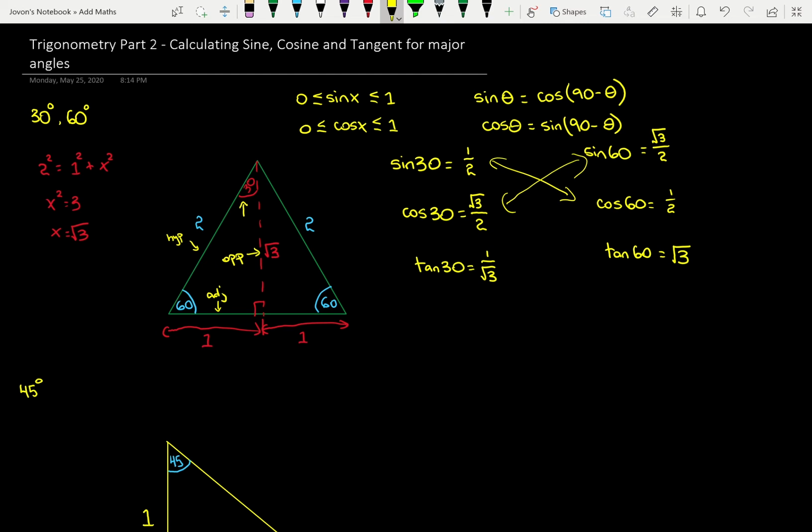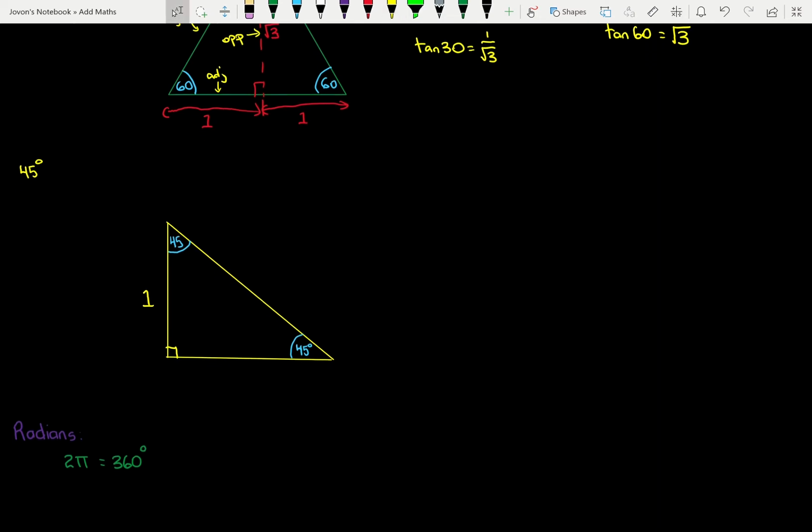So this is how you find it for 30 degrees and 60 degrees. Now we want to move on to 45 degrees. For 45 degrees, we're going to start with an isosceles triangle where we have two equal angles of 45 degrees. Here the length is 1, and here is also 1. Using Pythagoras' theorem now, we'll find, let's call that c squared.